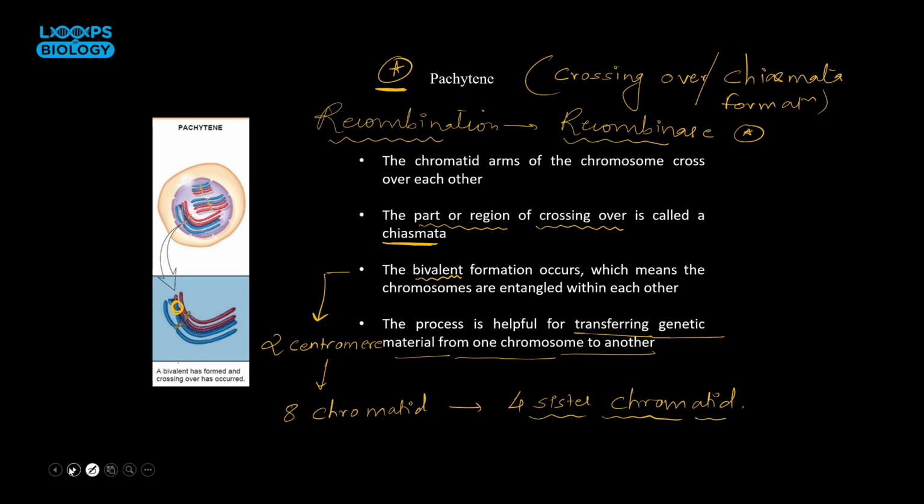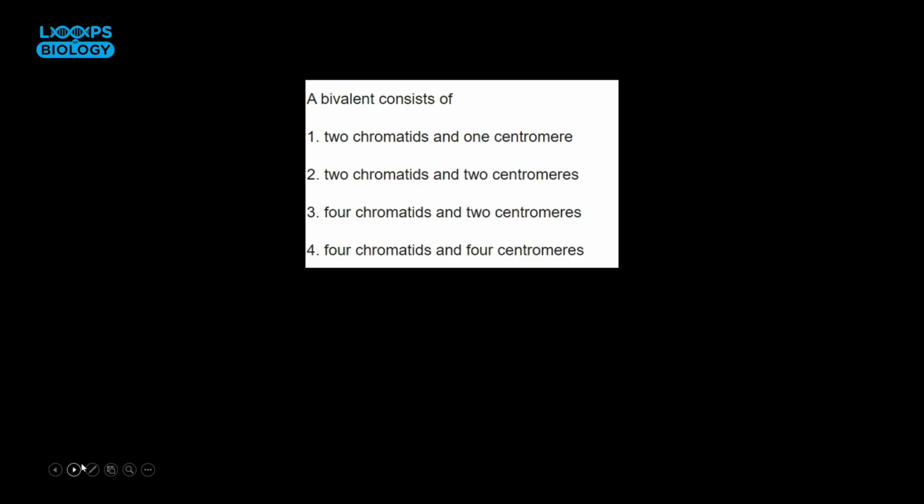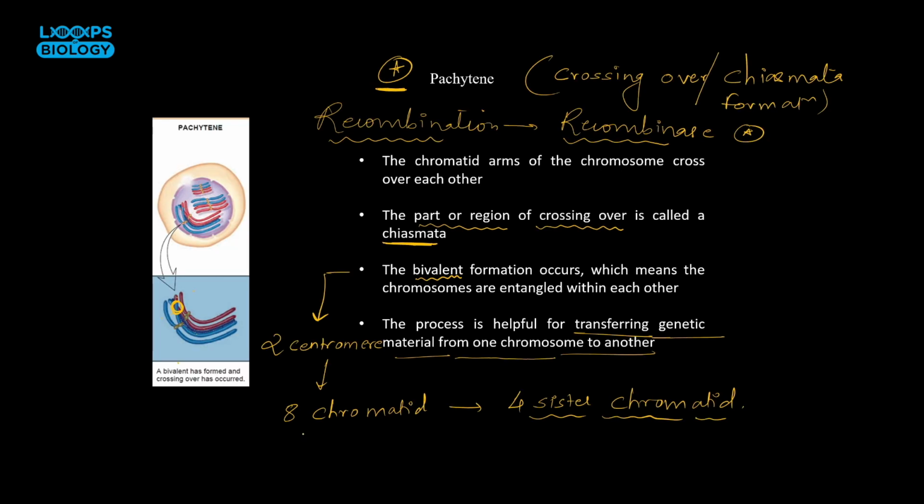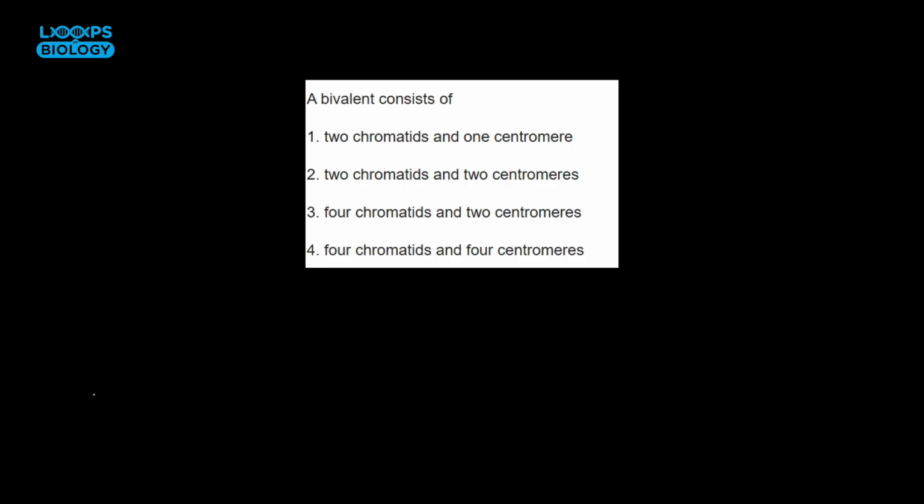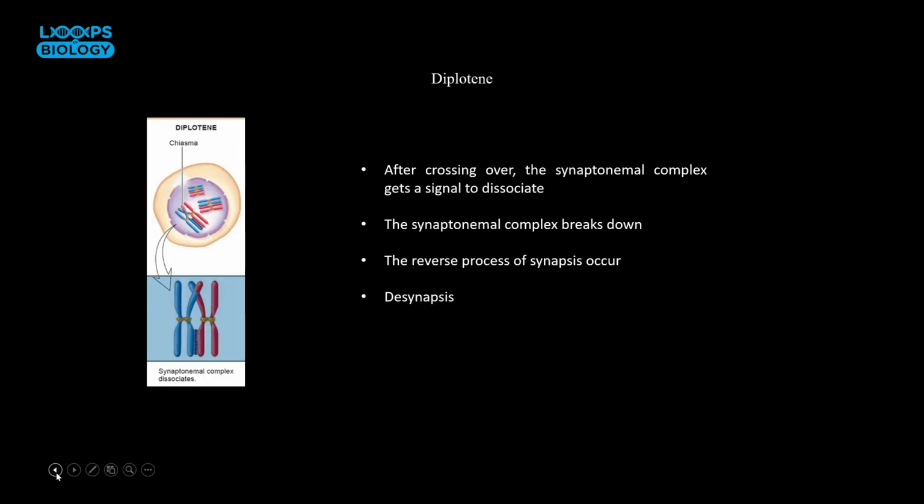Alright, so let's move on. What is a bivalent? We just saw that there are a total of 2 centromeres and 4 chromatids. Here we are talking about chromatids, but in the answer we are talking about sister chromatids. They are not talking about separate chromatid arms, but about sister chromatid arms. So there are 4 chromatids and 2 centromeres. Now, the next stage is diplotene.